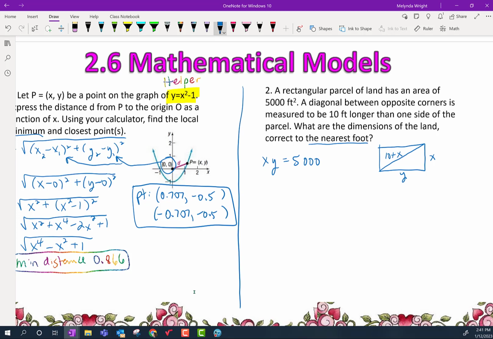I can see with the rectangle that I can set up a relationship between x and y using the Pythagorean theorem. If I use the Pythagorean theorem, I can set up another equation that involves x's and y's. So that's what I want to do. This is going to be x squared plus y squared equals (10 plus x) squared. Okay, great. We have two equations.